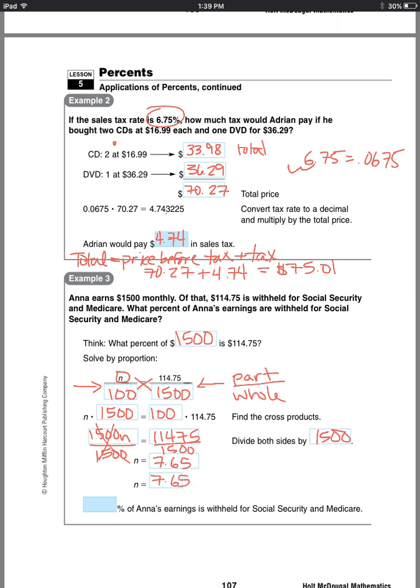Okay? So, 7.65% of Anna's earnings is withheld for Social Security and Medicare. Now, we don't have to move the decimal at all because that was the number that would go in for n, and whenever we have a number over 100, the numerator is the percent.